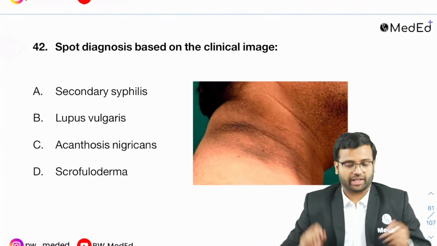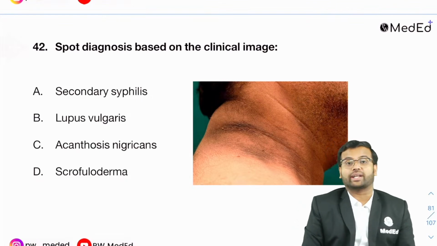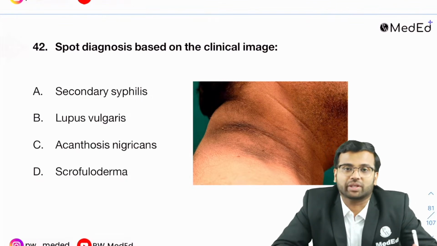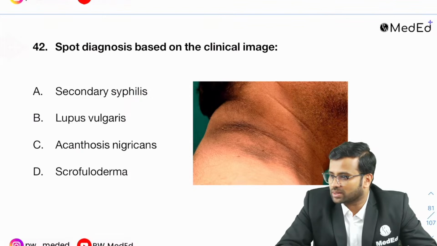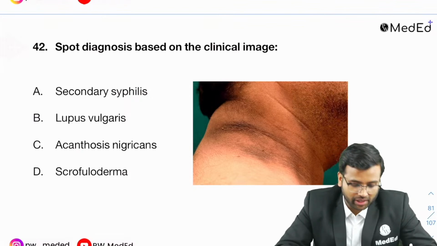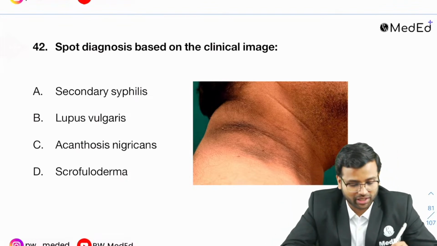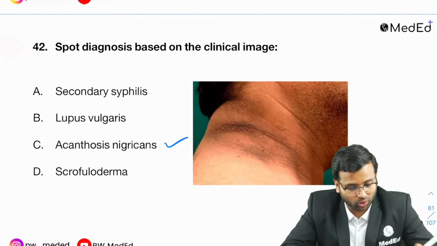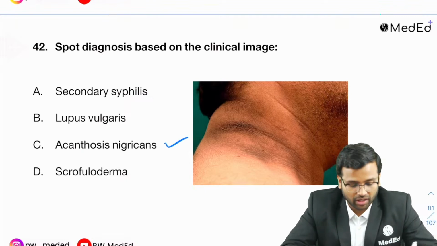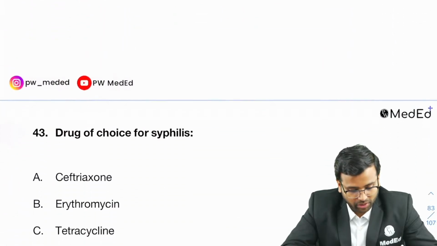So now let's move to the next one. I think it is a repeat question once again. What is the spot diagnosis based on the clinical image? Yes. Again, you can see a hyperpigmented velvety rash. So this is going to be acanthosis nigricans. Correct? So this is a repeat question once again. So let me just move to the next one.